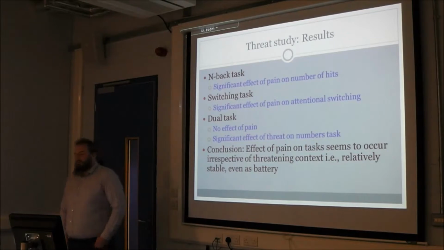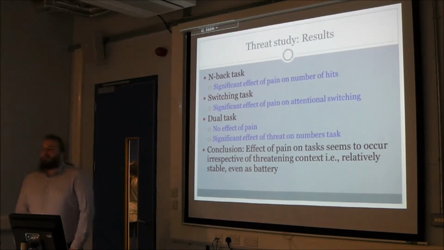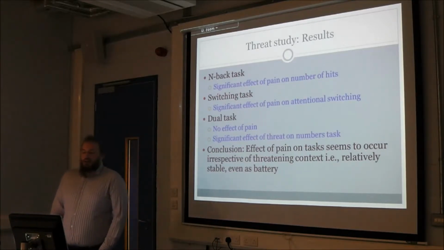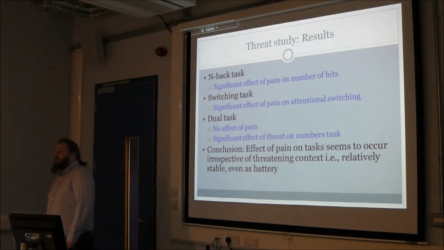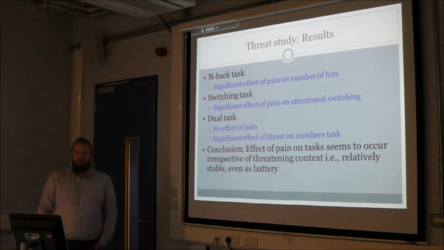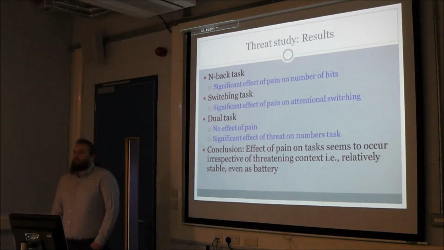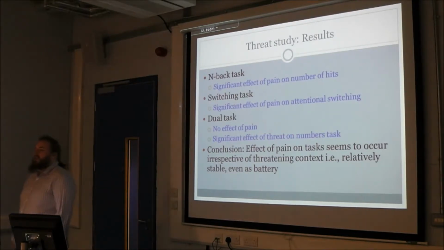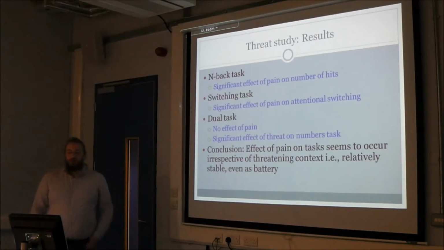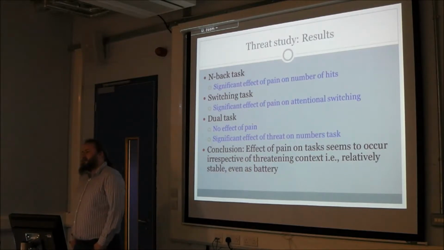And what we found was that we replicated our effect on the MBAT task. So participants performed worse in pain. Again, we replicated our effect on attentional switching, so participants performed poorer on switch trials when in pain. And we found that there was no effect on the dual task. We also found that there was more or less no effect of threat on any of these relationships. And partly that might be a problem because of the fact that these didn't increase anxiety, and that's really what we were trying to do.